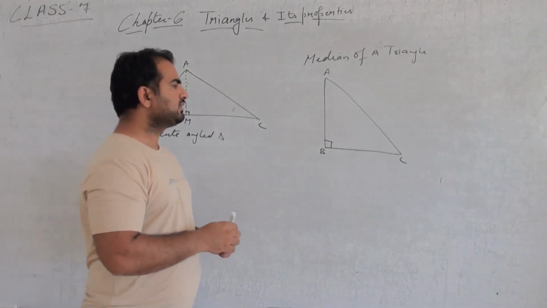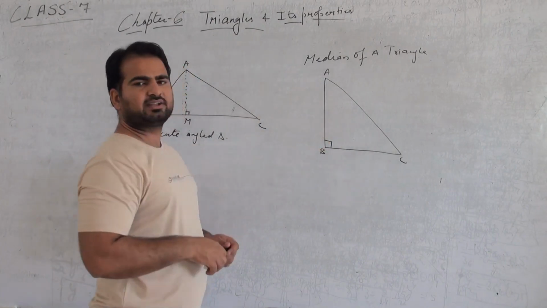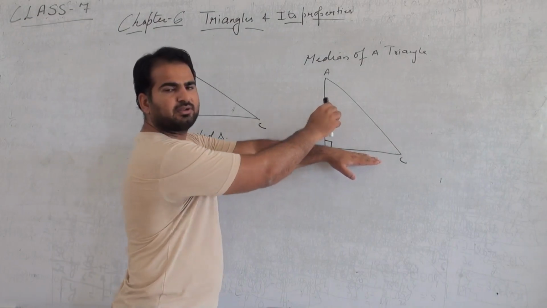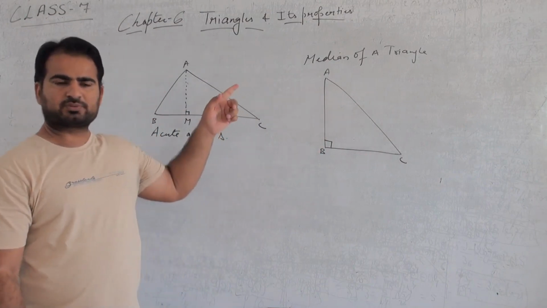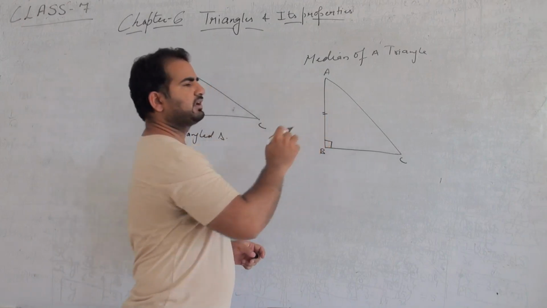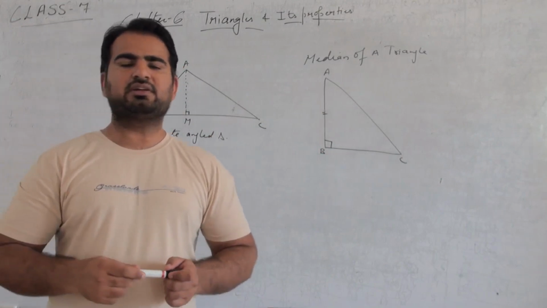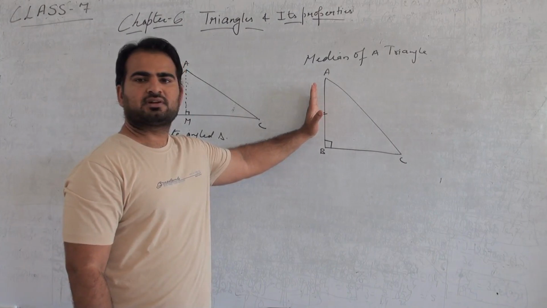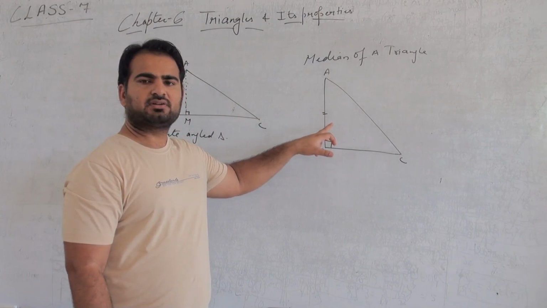We can see that this side is already at 90 degrees from the base. So this will be the perpendicular distance from the topmost point to the base of the triangle. So this will be the height of the triangle.